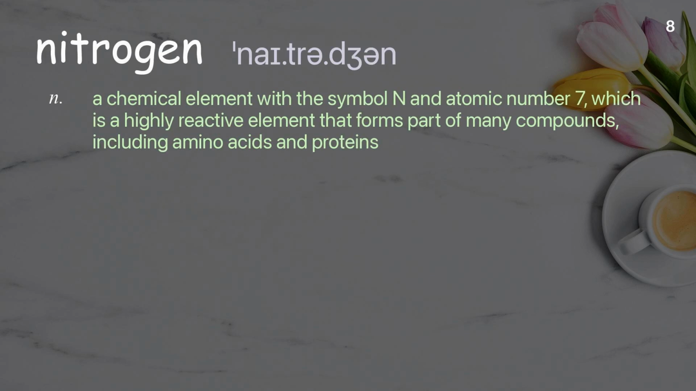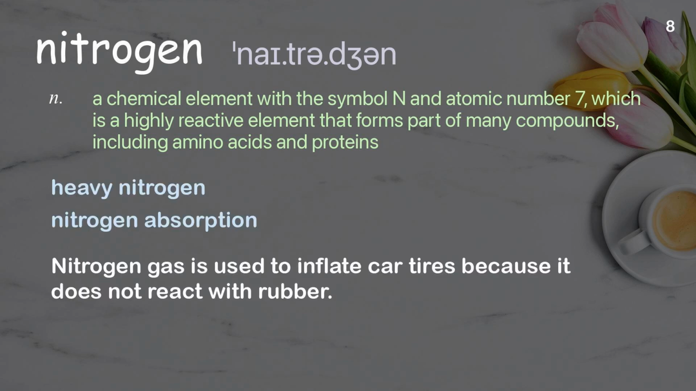Nitrogen. A chemical element with the symbol N and atomic number 7, which is a highly reactive element that forms part of many compounds, including amino acids and proteins. Examples. Heavy nitrogen. Nitrogen absorption. Nitrogen gas is used to inflate car tires because it does not react with rubber.